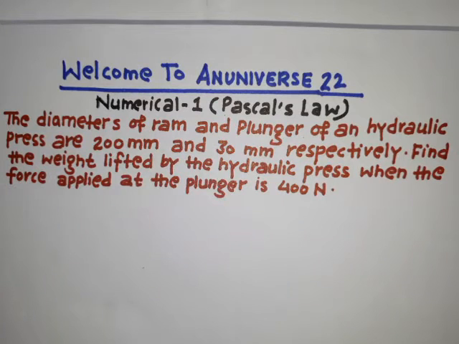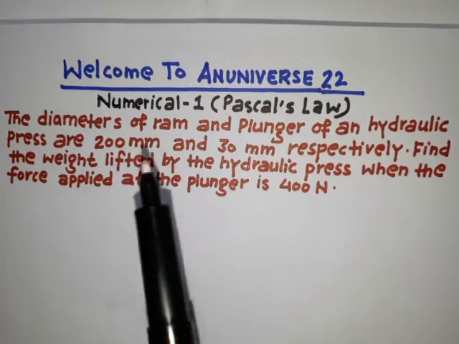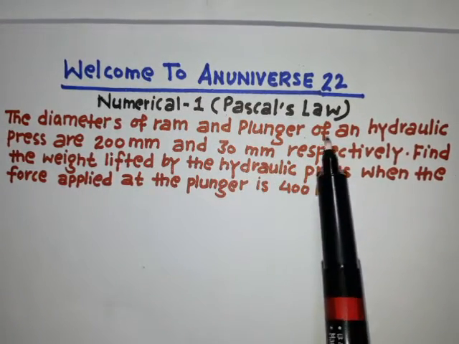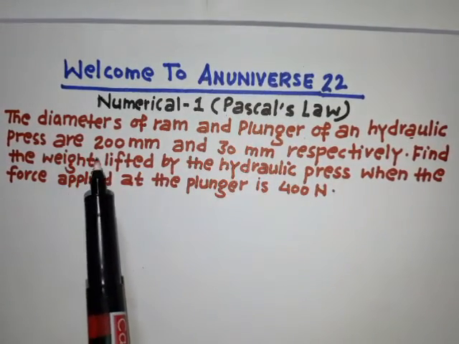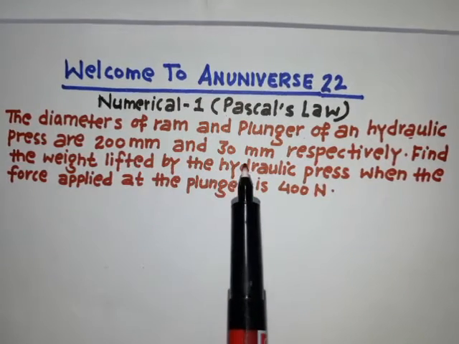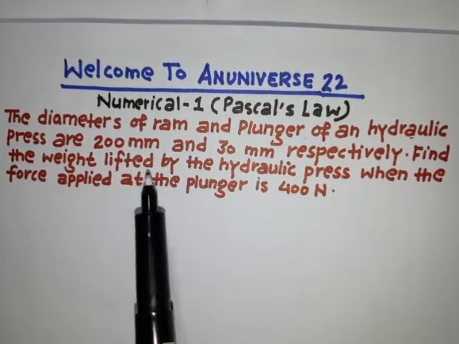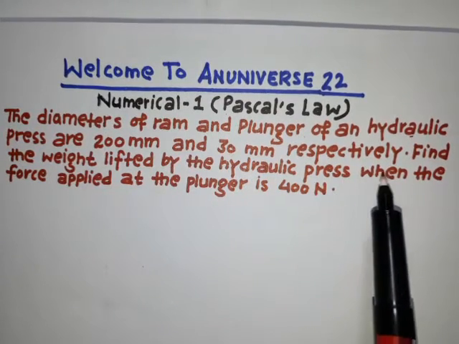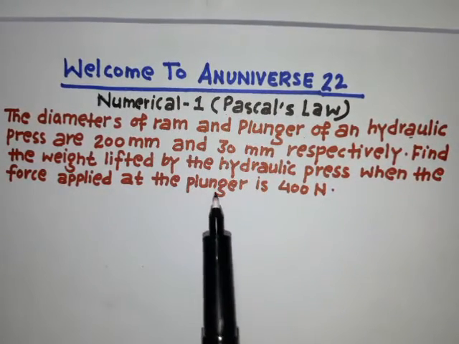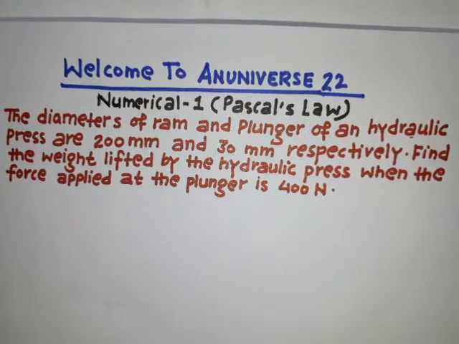In this video, we will discuss the numerical that is based on Pascal law. So firstly, I read the statement of the numerical. The diameter of ram and plunger of a hydraulic press are 200 mm and 30 mm respectively. Find the weight lifted by hydraulic press when the force applied at the plunger is 400 Newton.